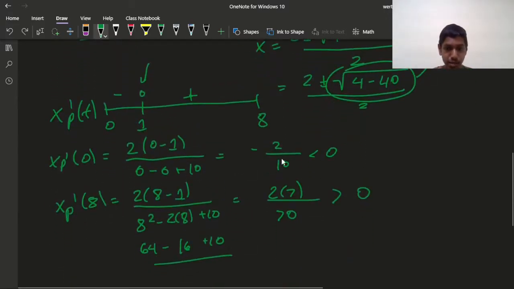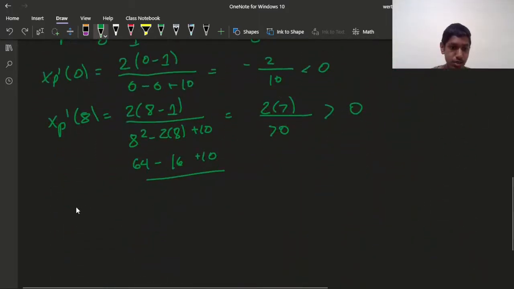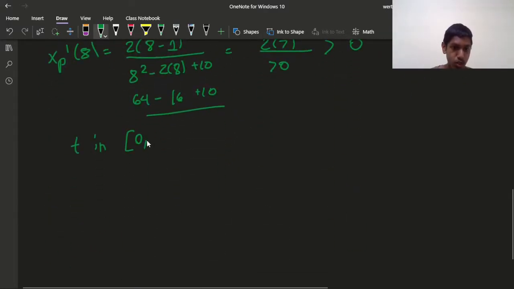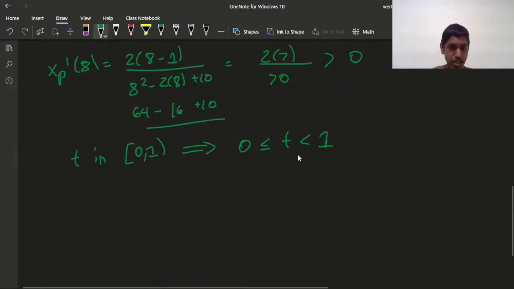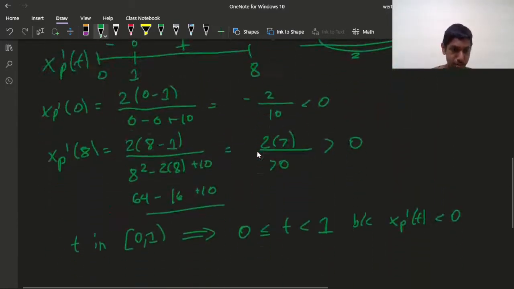But in this case, we know that t will be in the closed half-open interval from 0 to 1, or if you're not familiar with this notation, 0 is less than or equal to t is less than 1. So in this interval, it is negative because xp prime of t is less than 0. Okay, great.